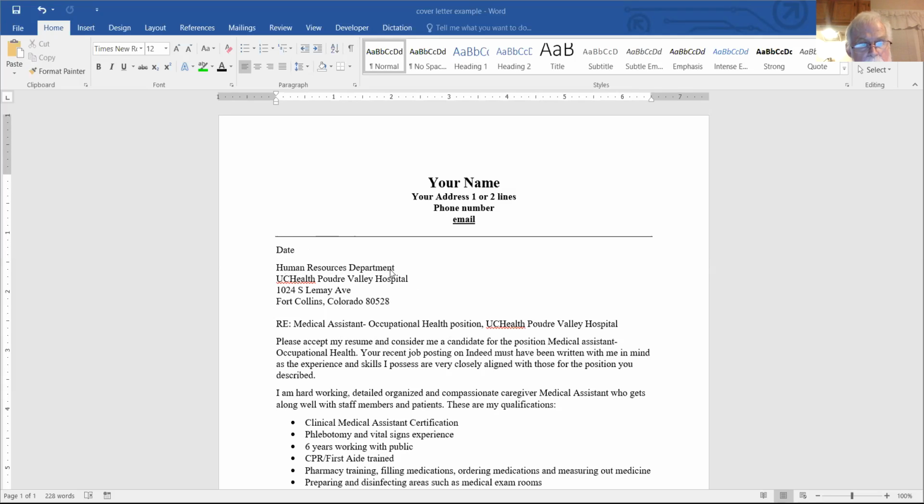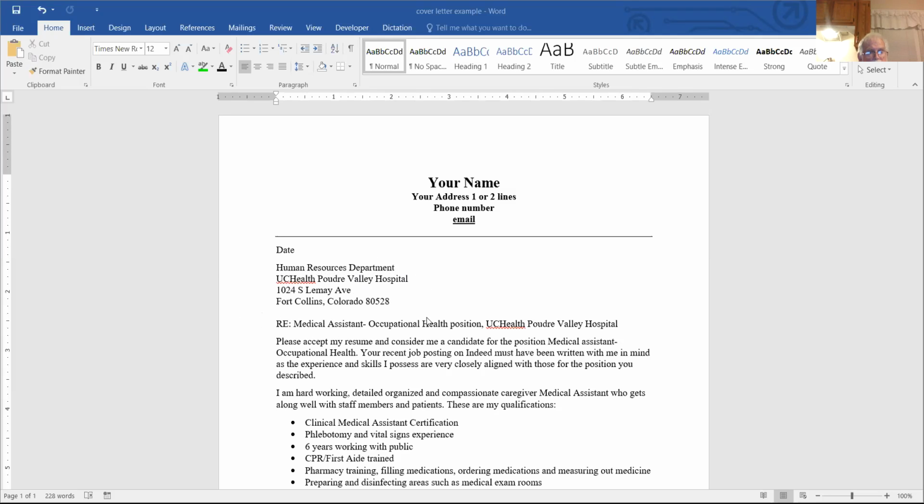The address: if your job position named a person who is responsible for the job, write the letter to them. If not, and in this particular case, this job at UC Poudre Valley, there was no person listed. So you just write it to the Human Resources Department or hiring manager, depends on what it is. Human Resources Department will be at a hospital. A practice may just have a hiring manager. Give the full address.